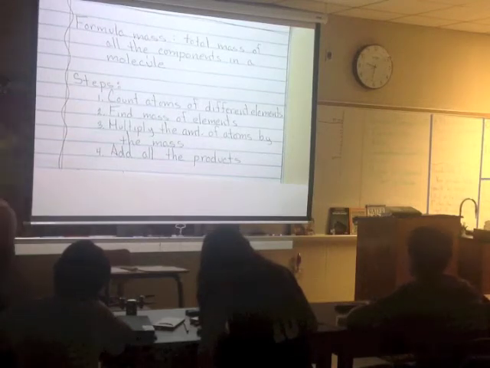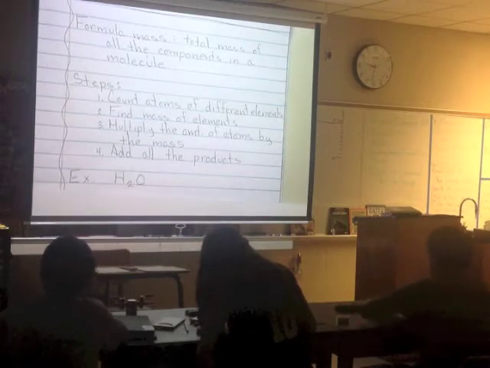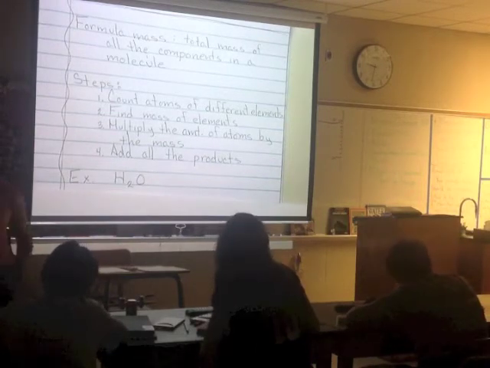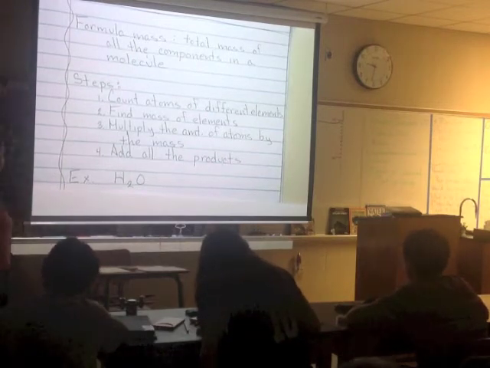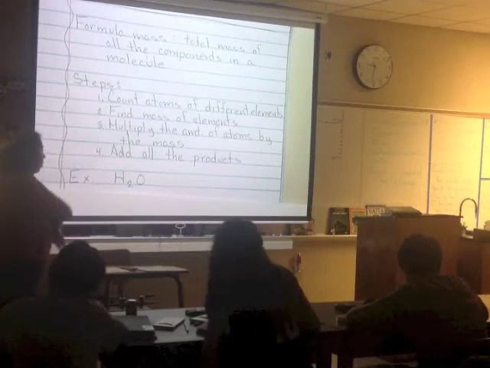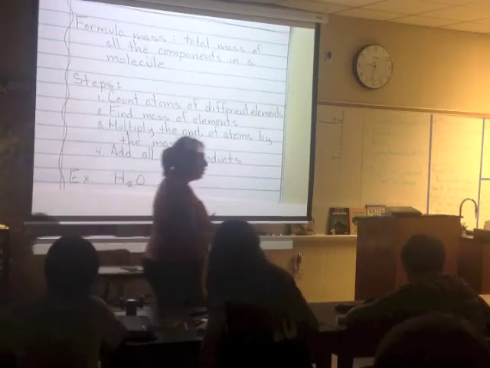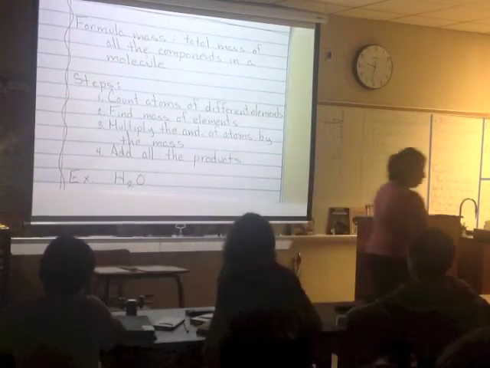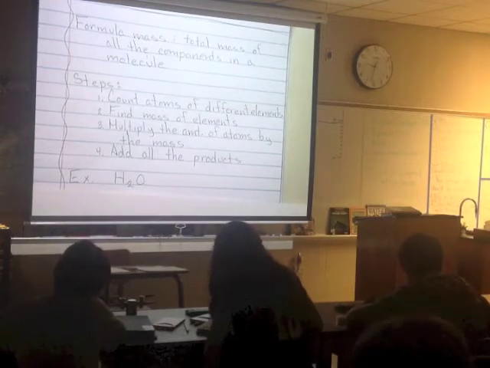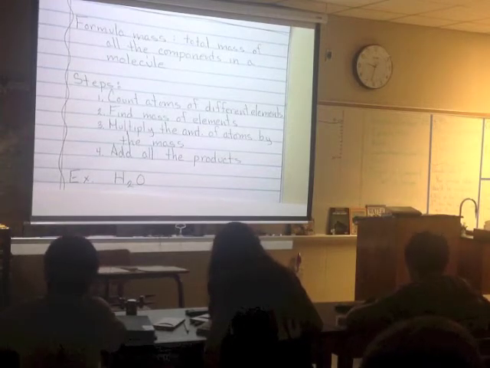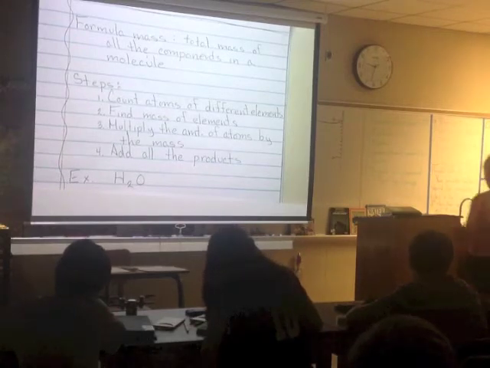So, looking at H2O. What was the first step? Count the atoms. So, first of all, what are our two elements? Hydrogen and oxygen. Okay. Ivan, how many hydrogens do I have? 2. Okay. Jesus, how many oxygens do I have? 1. Okay. So that's your first step, to make sure that you know how many atoms of each one you have.